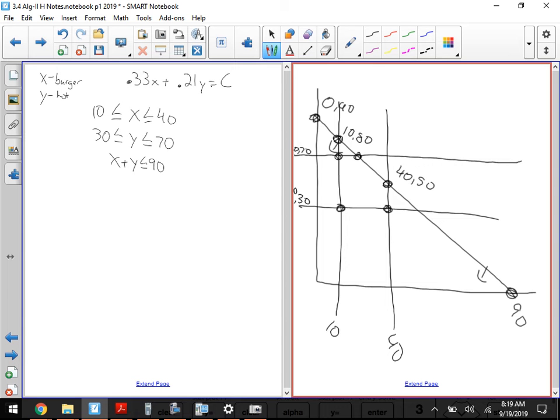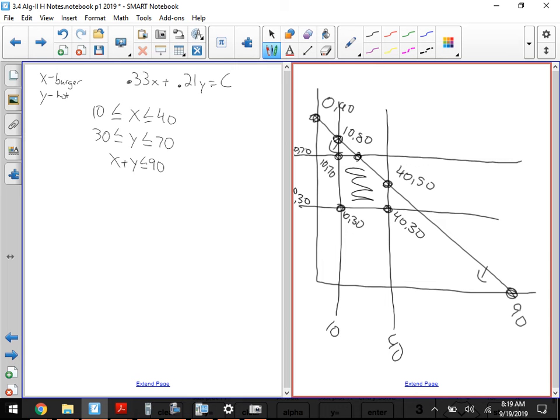When those horizontals and verticals hit each other, those are the easiest ordered pairs to get because you know your X and your Y value. You don't have to do any math. I know that it's 10 and 30. I know this is 40 and 30. So I'm looking at this range here. I know that this is 10, 70.